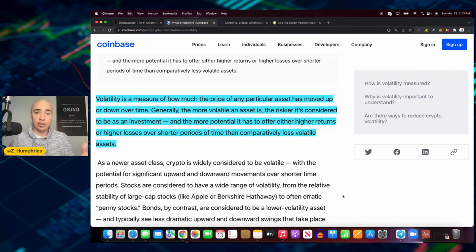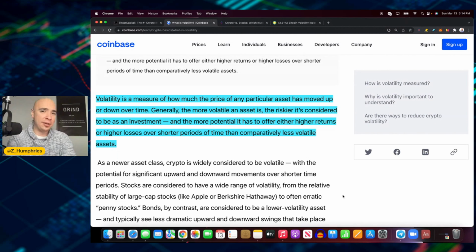When we look at a stock, much less risky than crypto, at least generally speaking. There are such things as penny stocks, which can become extremely volatile as well. However, the more volatile something is, the more potential it has to offer higher returns, as we see a lot in the DeFi space and the community coin space here in crypto. But it can also go the other way as well. As we've all seen, we've had high losses over short periods of time compared to less volatile assets. But that's the game we play.